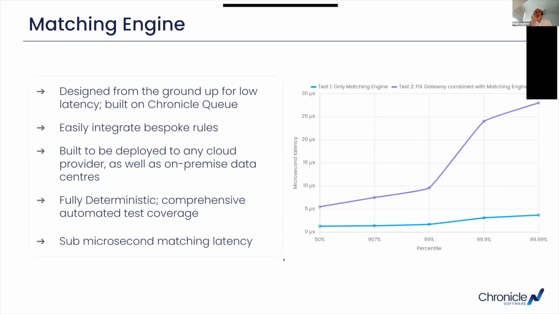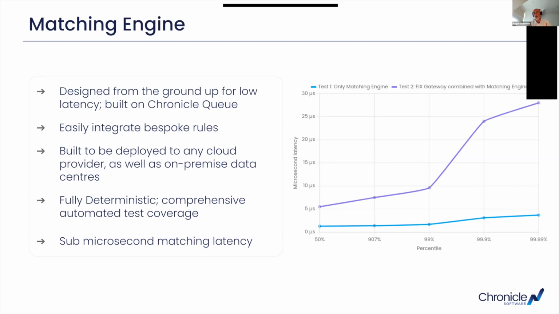So as we touched on, it's designed from the ground up for low latency, fully integrated with Chronicle Queue, and it gives us a lot of the easy integration, easy modularity, easy bespoke feature implementation from one use case to the next. And also, crucially, it's just as easy to deploy on-premise as it is in the cloud, vice versa.